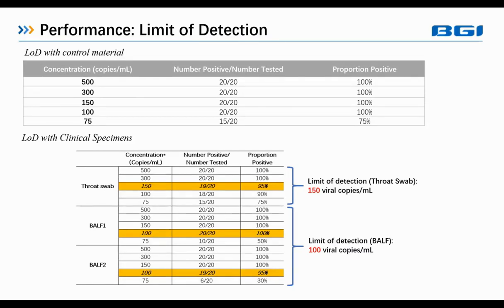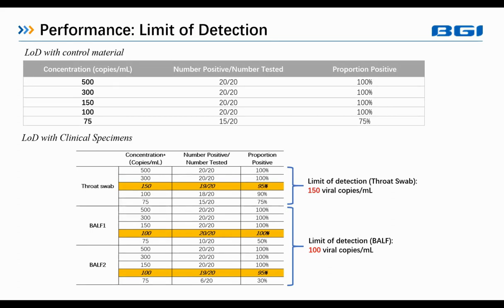So let's talk about the performance of the kit. First, we look at the limit of detection of the kit. We used the control material to test the potential limit of detection concentration. As you can see, we used five concentrations: 500, 300, 150, 75 copies per mil of COVID-19. And the number of positives detected in the total number of 20 tests is all 100% until the 75 copies per mil, which turns to 75%.